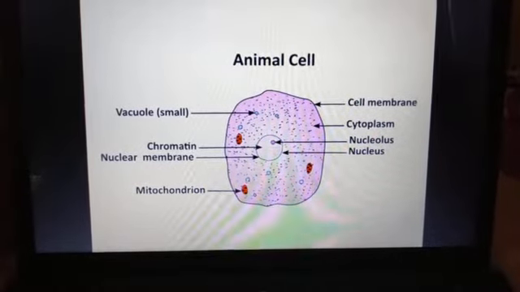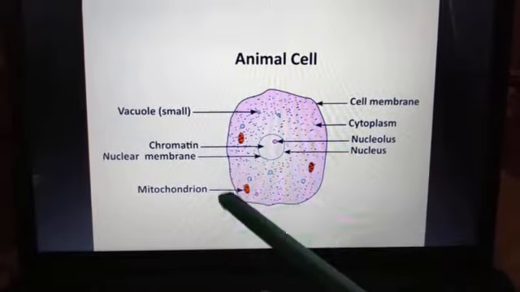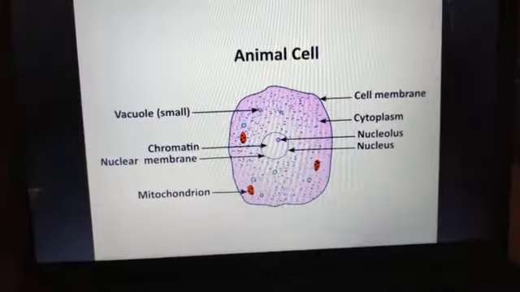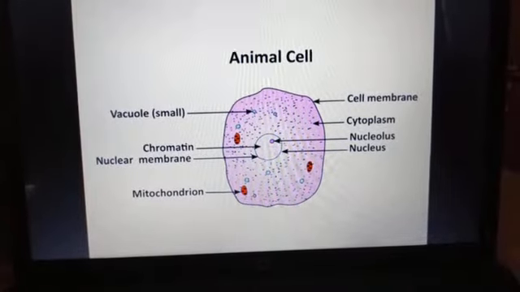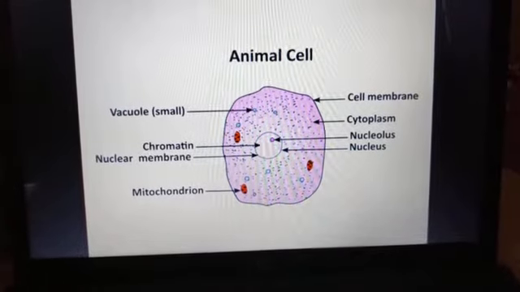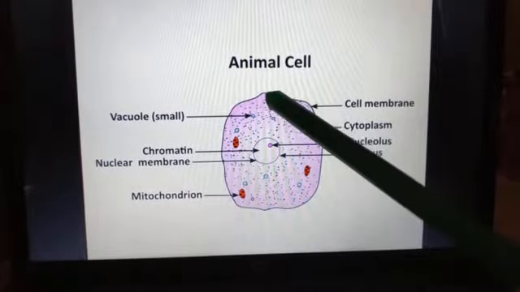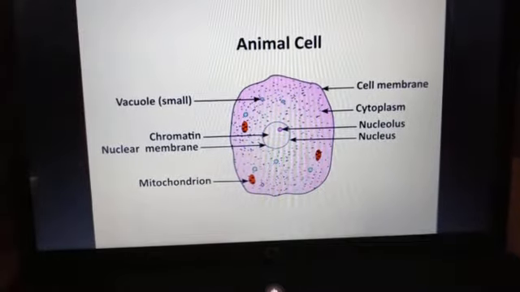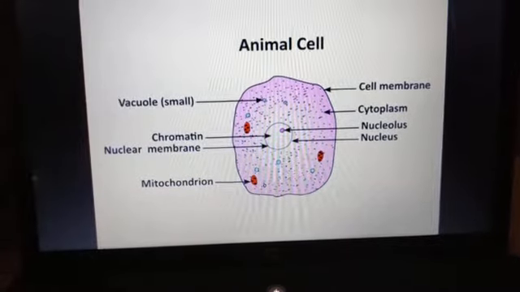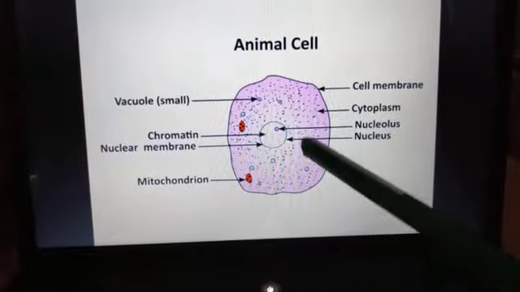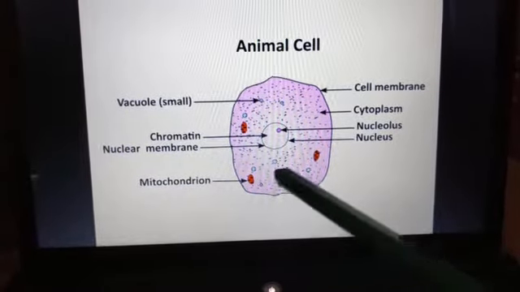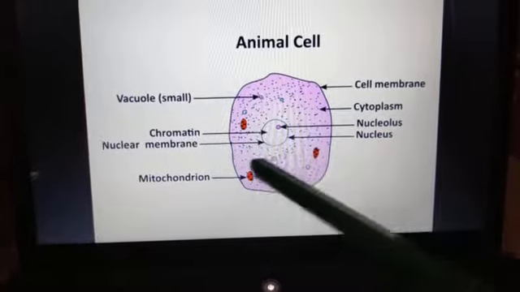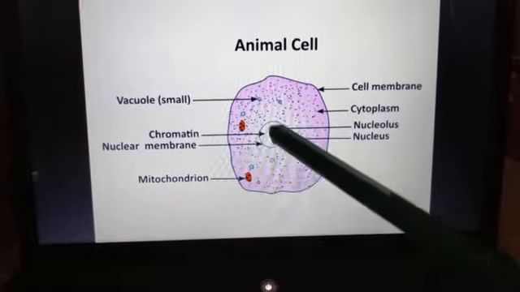So here in this diagram you can see this is the outer covering, this is the cell membrane or the plasma membrane. This cell membrane will separate the cell from one another and from the surrounding. Inside this cell membrane we have cytoplasm and the nucleus. This is the cytoplasm and this round structure is the nucleus.